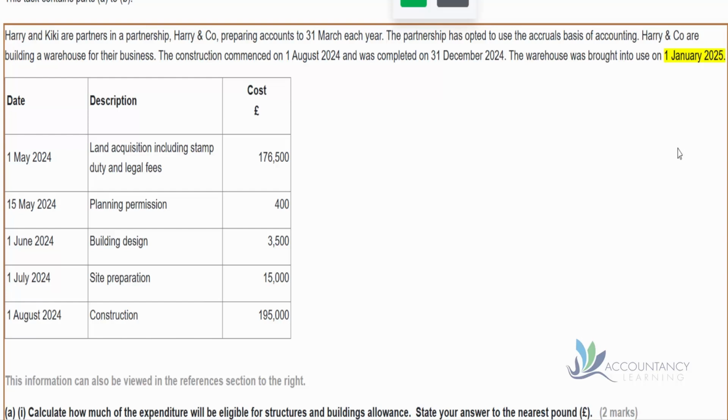So we'll need to do a bit of time apportioning here, so there's only going to be 3 months where we can use the allowance. The remaining time is just going to be us building up our costs. And then we've got a list of the various expenses here.